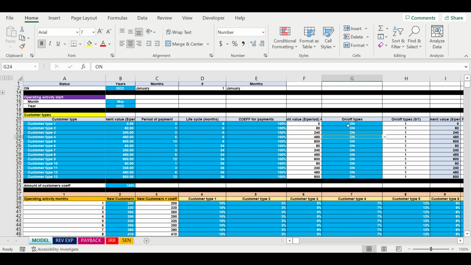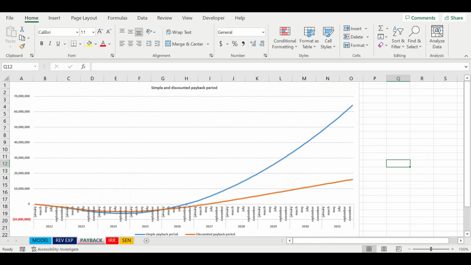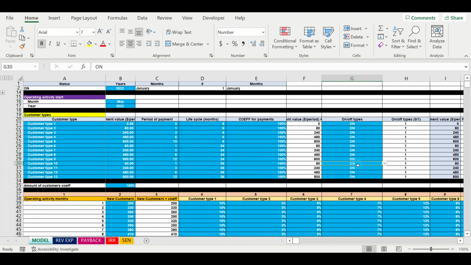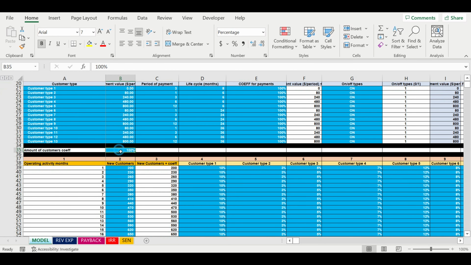Also, we can switch on and switch off different types of customers from calculations to see what will be the simple and discounted payback period, what will be the financial efficiency if we switch on, switch off different types of customer. Also, we have a coefficient for increase or decrease of the general amount of new customers.